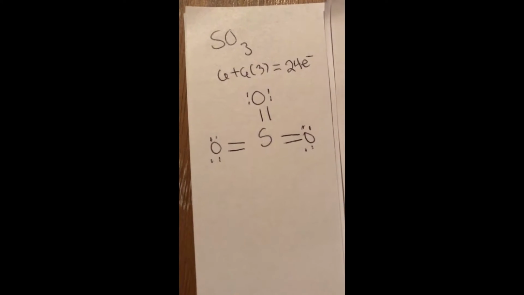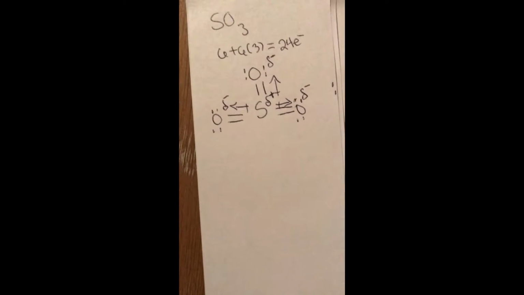Now, next up, you want to assign partial charges. Since I said from the beginning that S is the least electronegative, electrons are going to move outward toward the O's. So it's going to look like that. And in doing that, we know the dipole directions, because it's going to be as such and as such.